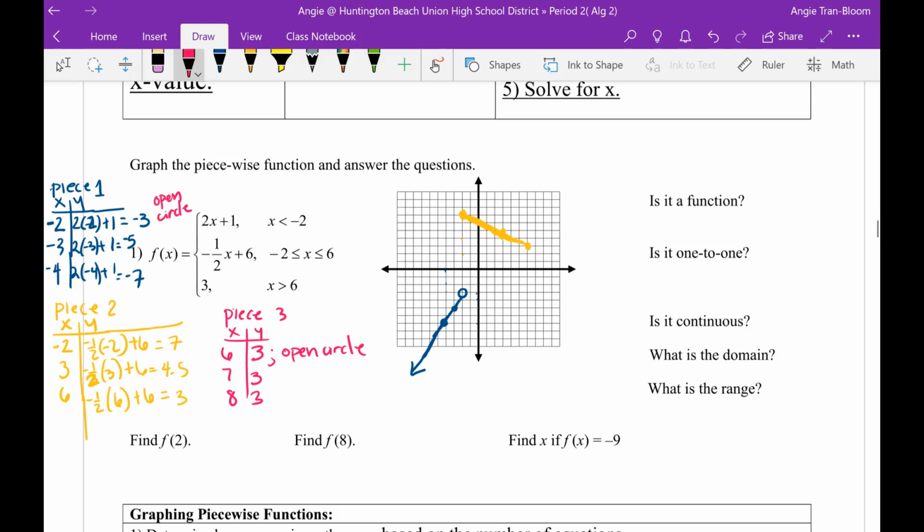So x has to be more than 6. Or we can have 6 if we need an open circle. But y is always constant at 3. It can't be anything because there's no x in it. No, it's an open circle because it's not an equal to. So these are both open circles. These two are both closed because they both have equal to.